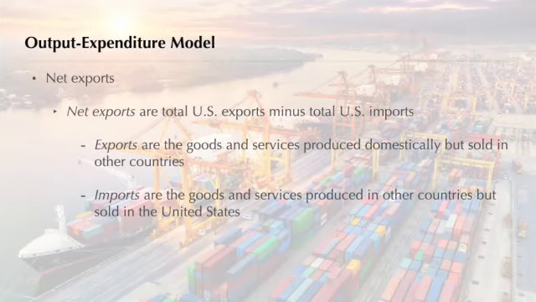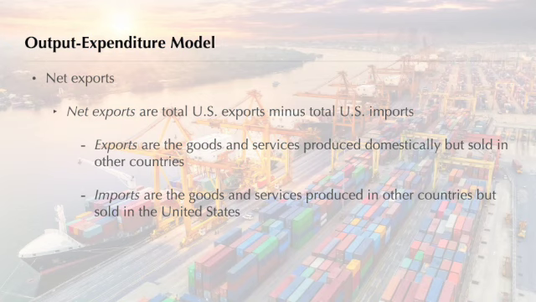The final component of GDP is net exports, total U.S. exports minus total U.S. imports. As you have learned, GDP measures goods and services produced within a given nation's borders. Thus, GDP includes the value of goods and services produced domestically but sold in other countries, or exports, and does not include goods and services produced in other countries but purchased locally, imports.